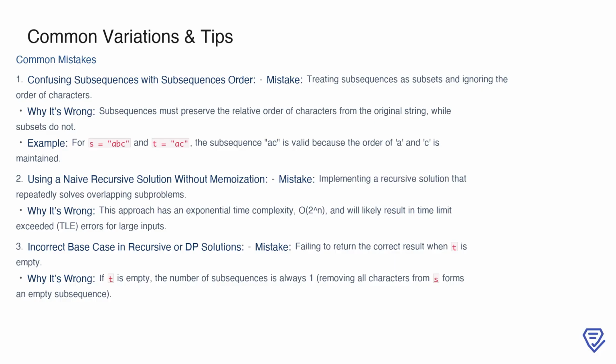Finally, be careful to implement the correct base case in recursive or dynamic programming solutions. If T is empty, the number of subsequences is always 1, because removing all characters from S forms an empty subsequence. Forgetting this can lead to incorrect results in your implementation.